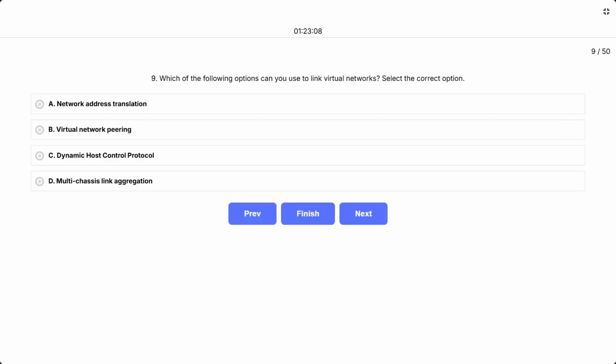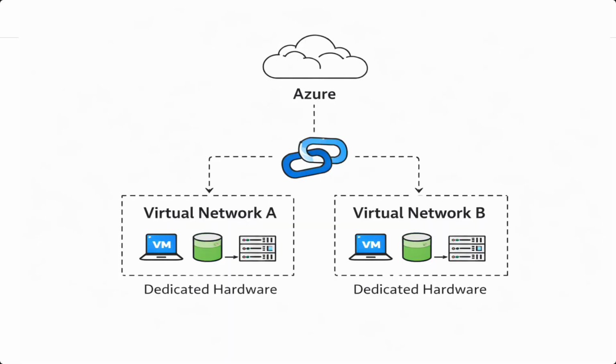Question 9. Which of the following options can you use to link virtual networks? Select the correct option. The options are A, network address translation, B, virtual network peering, C, dynamic host control protocol, D, multi-chassis link aggregation. This question tests your knowledge of Azure networking connectivity options and specifically how to connect multiple virtual networks together. The keyword link here refers to creating a connection between virtual networks so resources in one can communicate with resources in another.